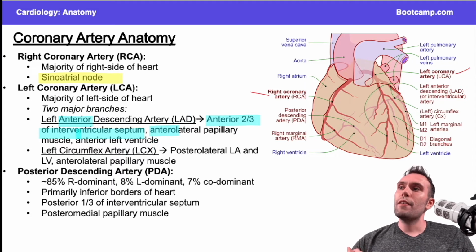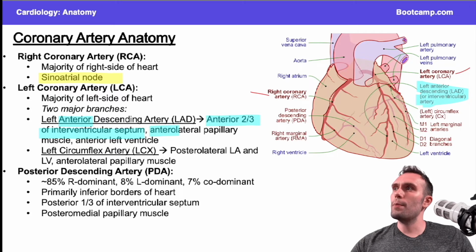Now you'll see that the second branch of the left coronary artery is also going to supply the anterolateral papillary muscle. So that's going to be this artery, the left circumflex artery. Now, just to kind of show you these in a little bit better detail, so the LAD you can see is coming straight down. Okay, so it's mostly going to the left ventricle, and then you can see the left circumflex artery is actually kind of wrapping around the side here on the back side of the heart.